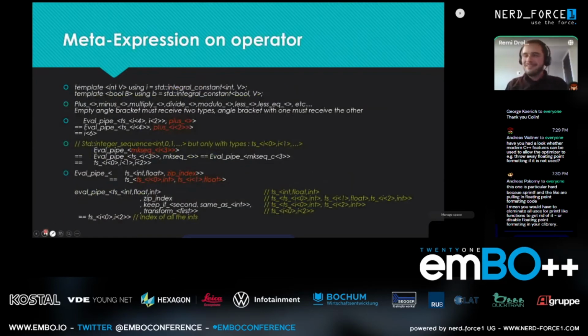Okay, now for the operation on numbers and sequence, I provide two aliases, basically E and B, for integral constant of int and integral constant of bool. All those natural operators like plus, minus, multiply, divide, modulo, less equal, etc. I make sure that they work in two forms.